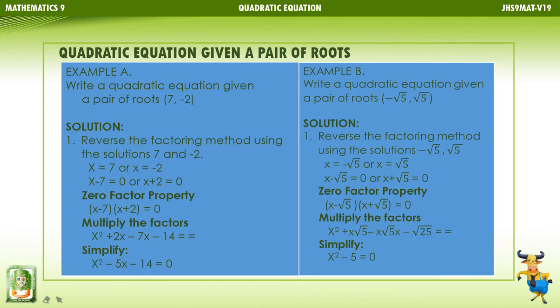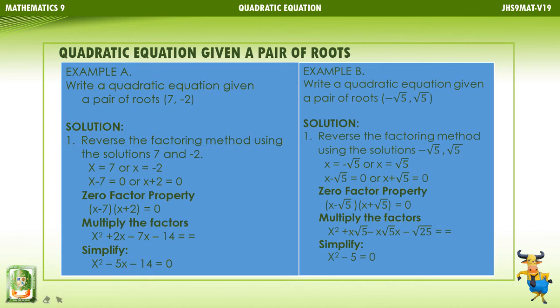Example B. Write a quadratic equation given a pair of roots -square root of 5 and square root of 5. Solution. 1. Reverse the factoring method using the solutions -square root of 5 and square root of 5. x equals -square root of 5 or x equals square root of 5. x minus square root of 5 equals 0 or x plus square root of 5 equals 0.